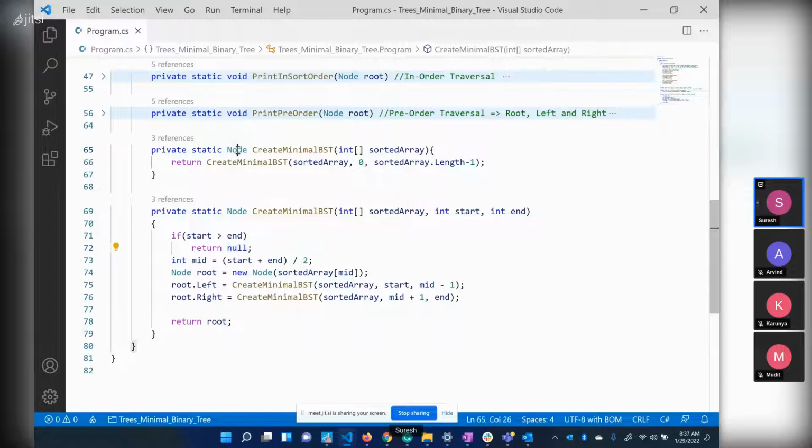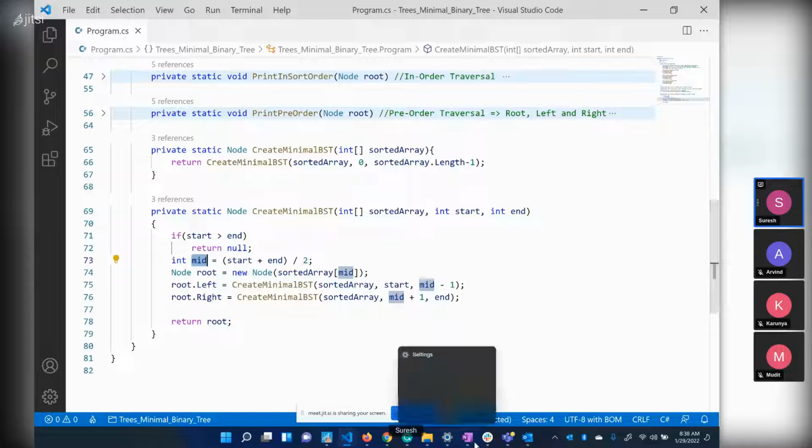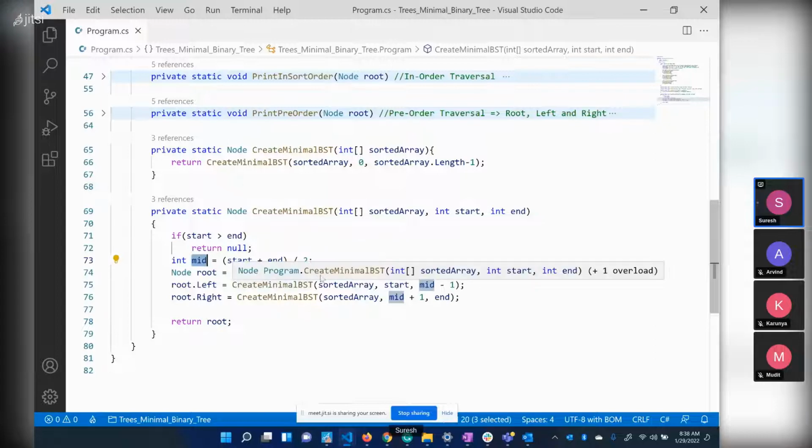This method also returns a node, which is our tree node. At any point, if start is greater than end, return null. Otherwise, calculate the mid. How to calculate the mid? Start plus end by 2. That is the mid value. So now sorted array of mid. The way I explained is different from the way we calculated.